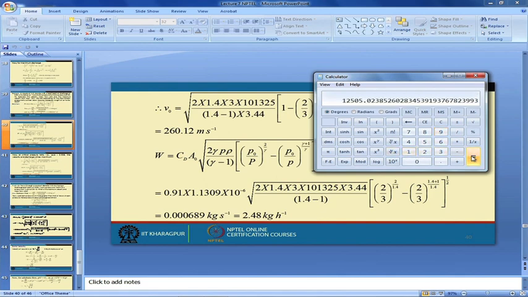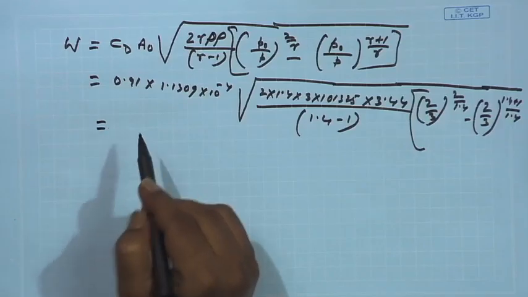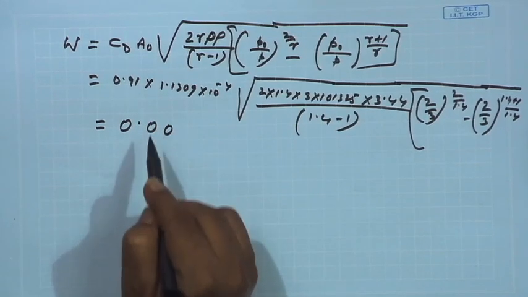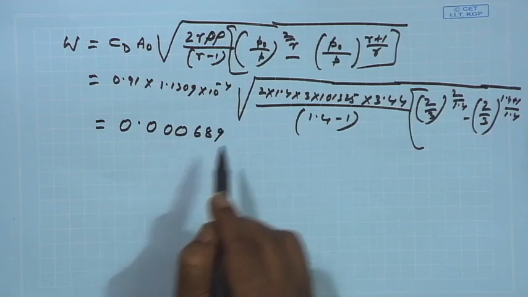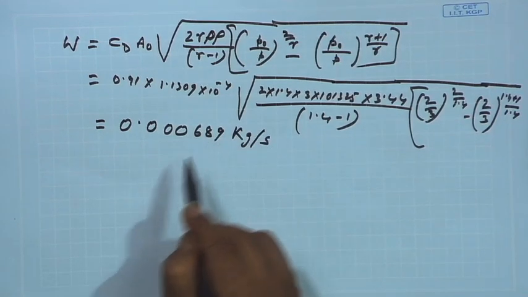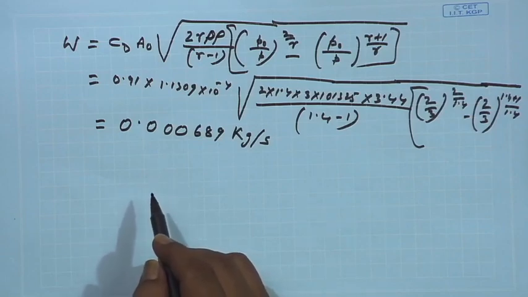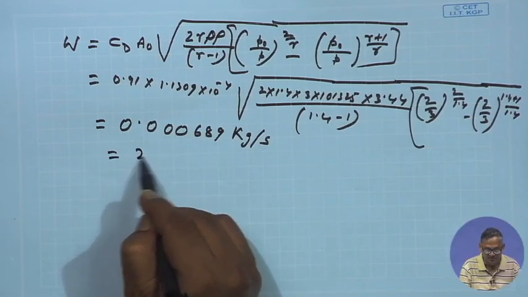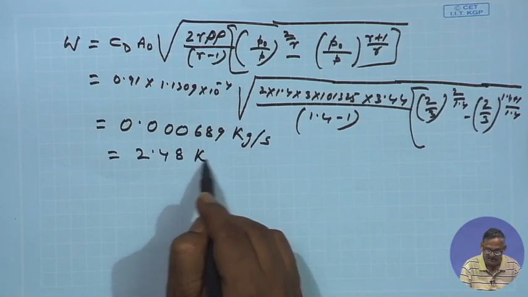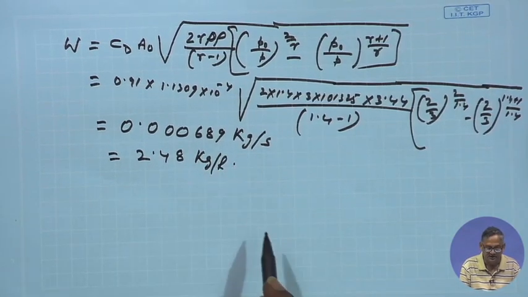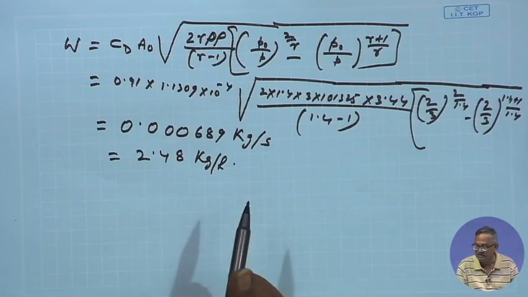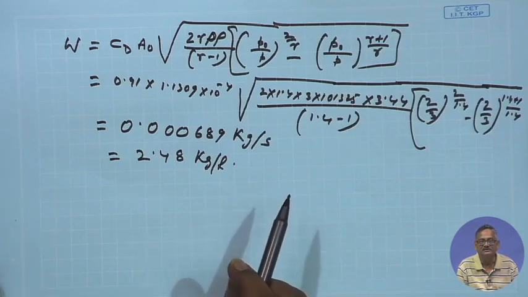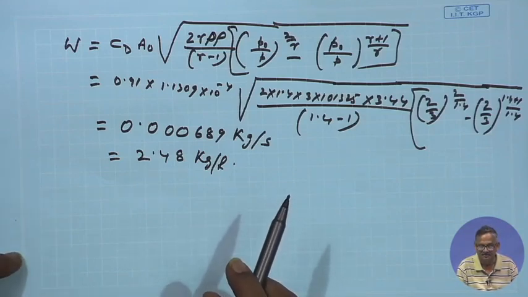No, something is wrong somewhere we have done. Actually, it should have come. This is equal to 0.000689 so much kg per second, right? And that should be equal to 2.48 kg per hour, right? So this is the discharge, right? So we have found out what is the discharge, what is the velocity, right?